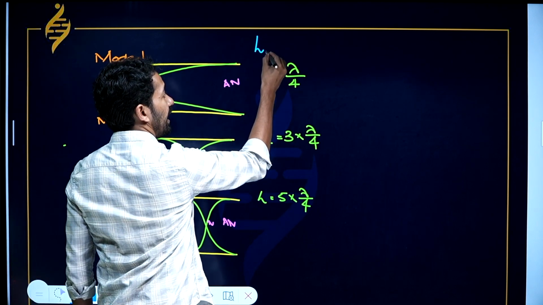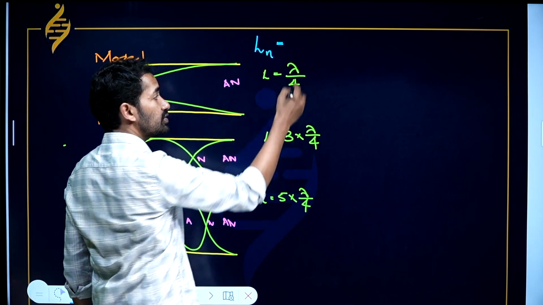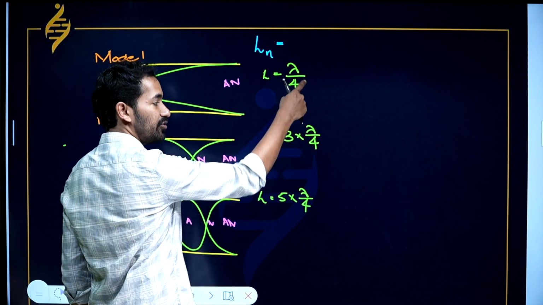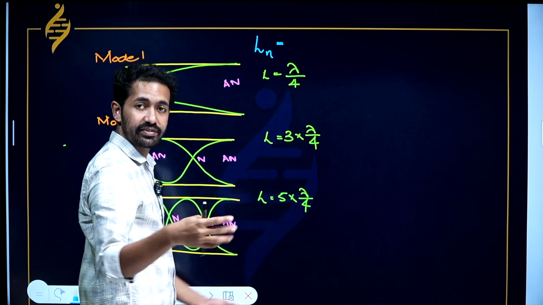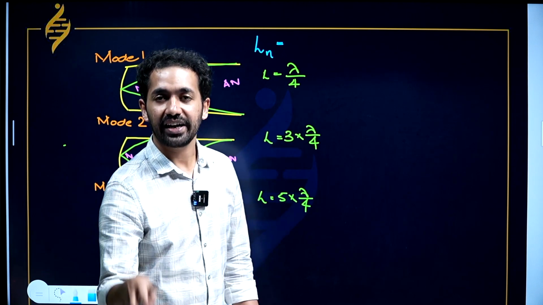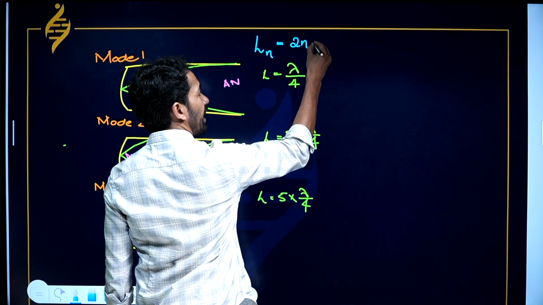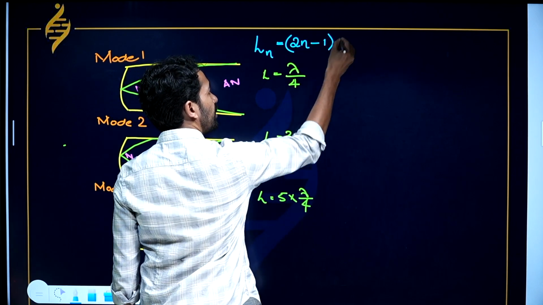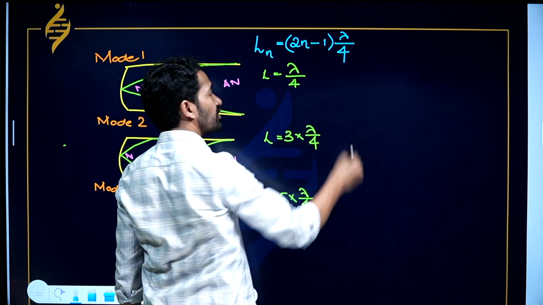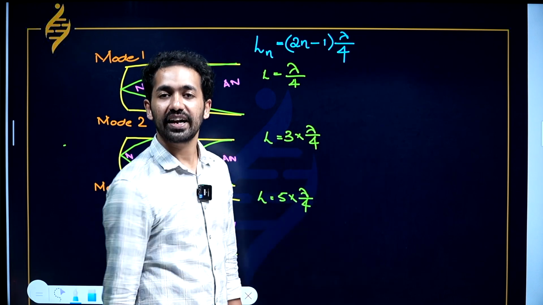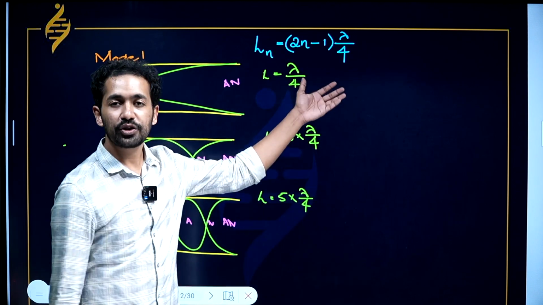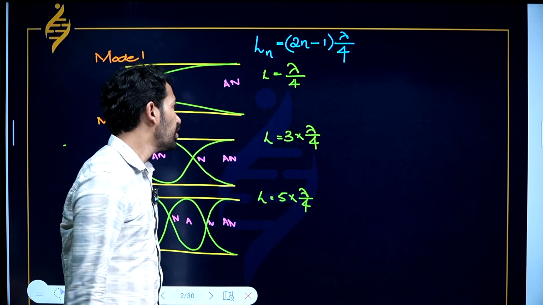I can write that for Ln it is odd multiples of lambda by 4. Here it is lambda by 4, 3, 5, so next will be 7 and after it will be 9 and then it will be 11. So I will write 2n minus 1 into lambda by 4. So this is the general equation for length here. Length is equal to 2n minus 1 lambda by 4.